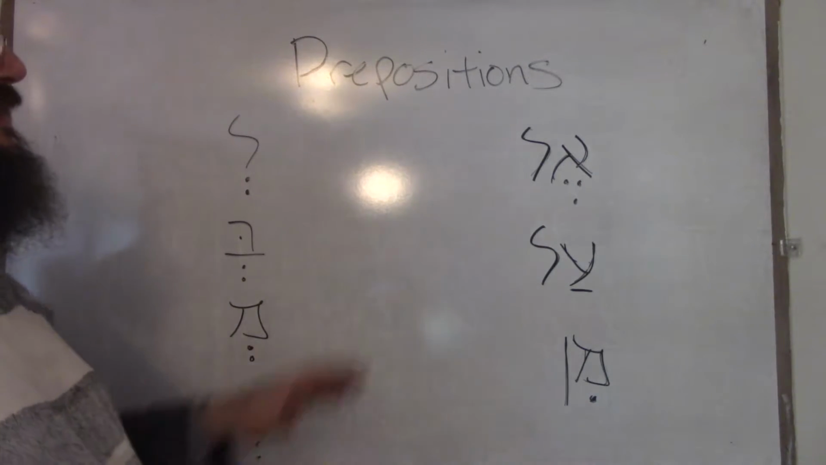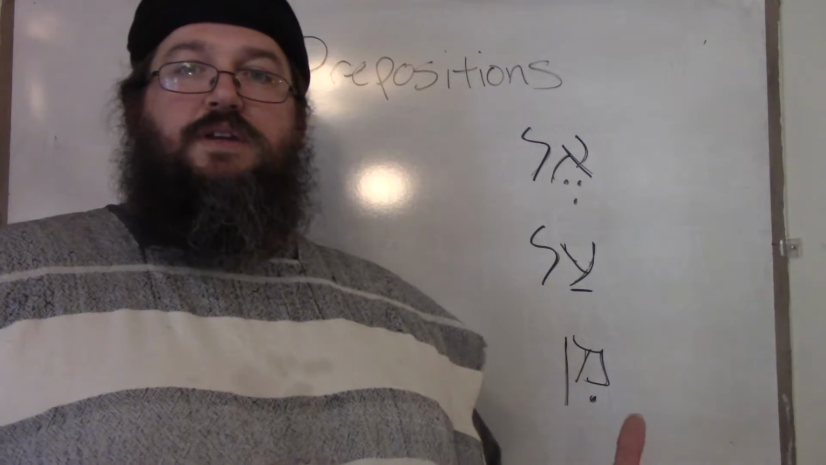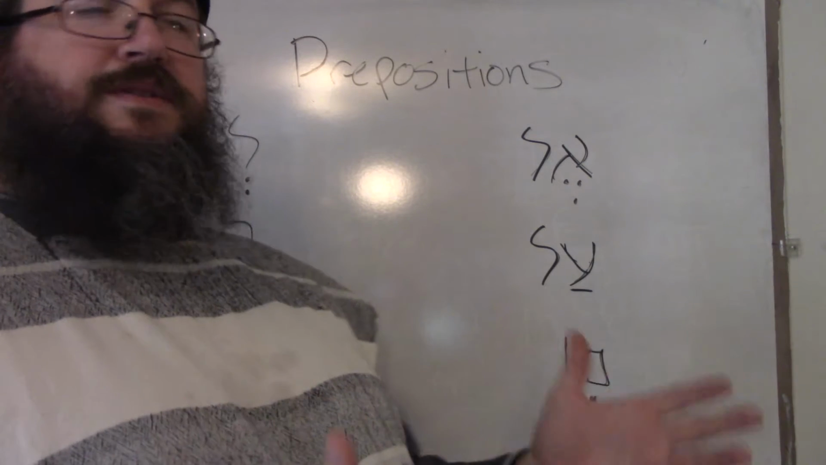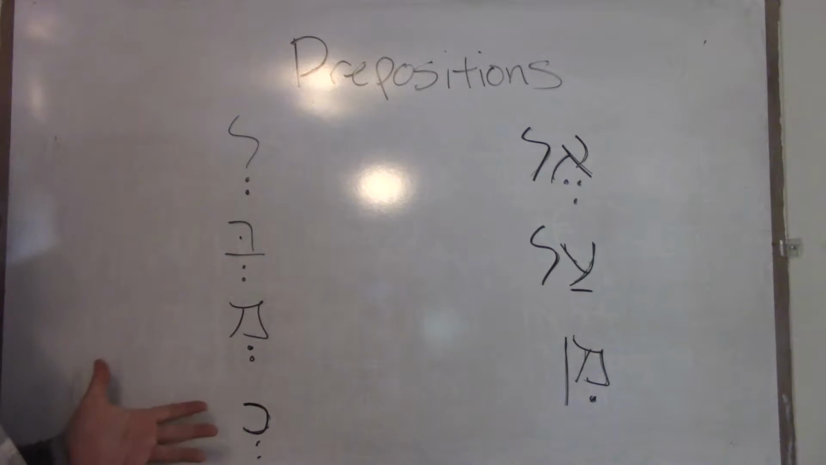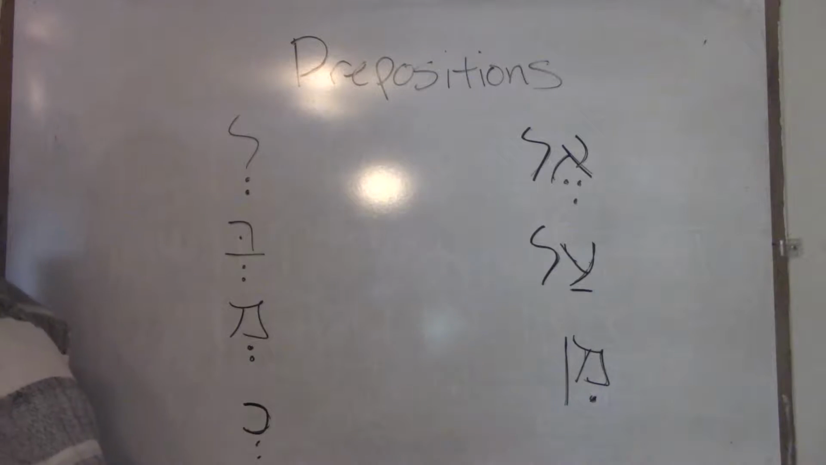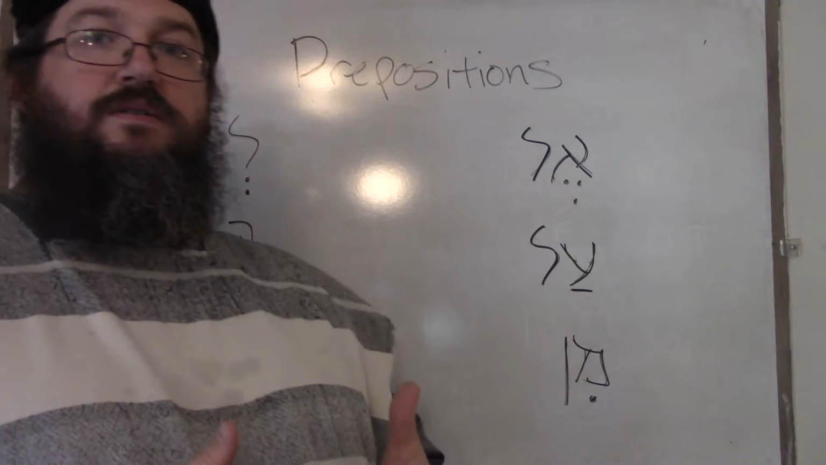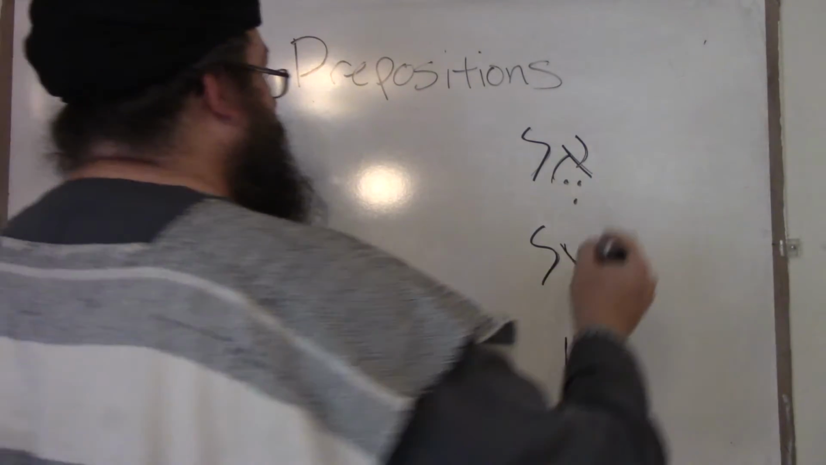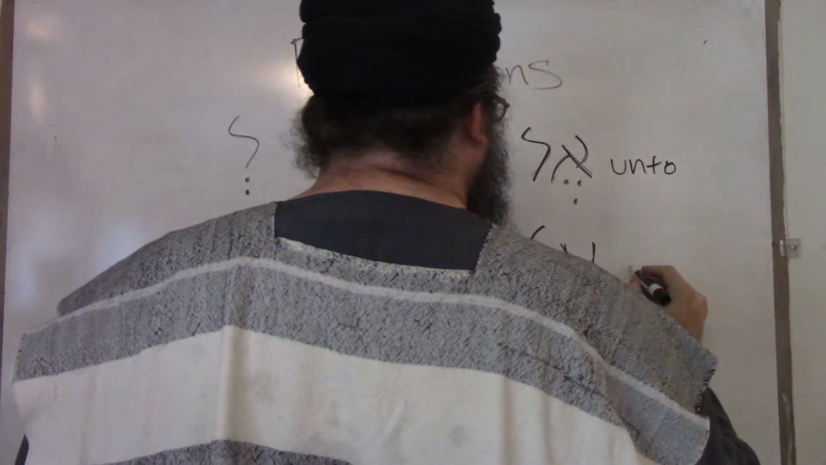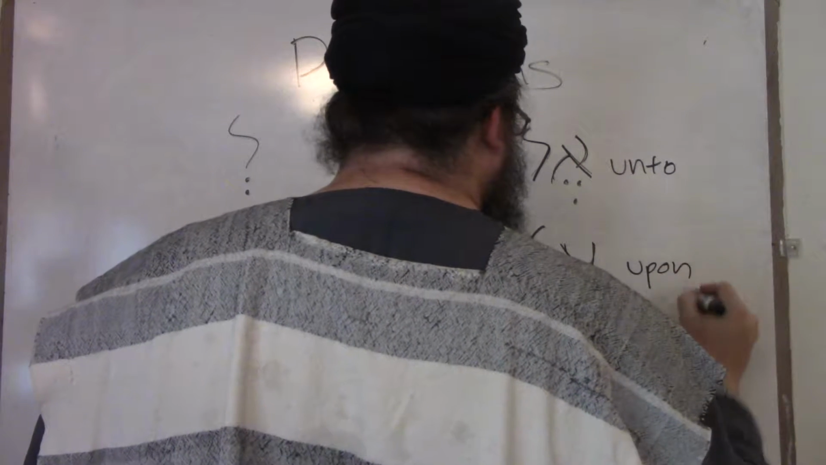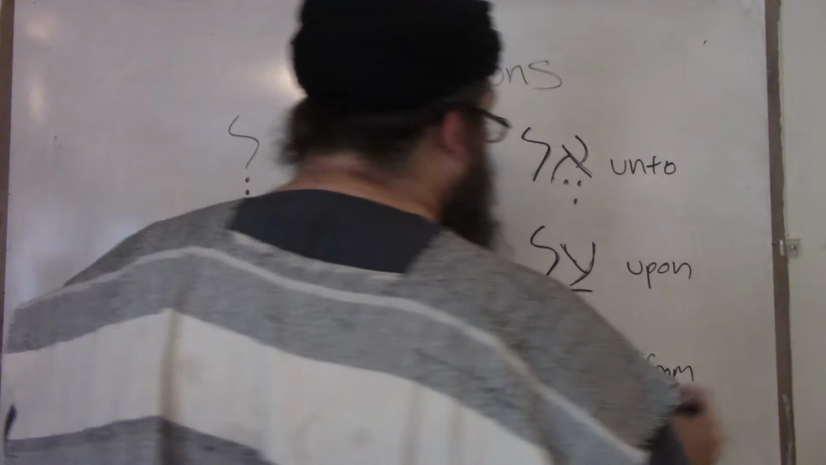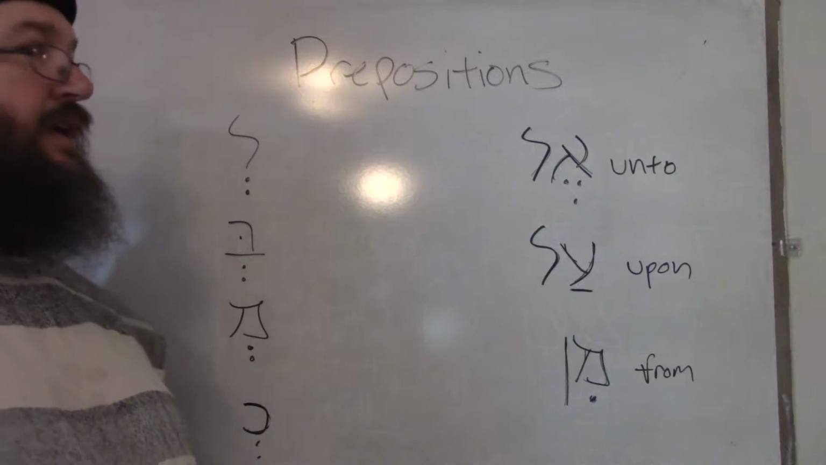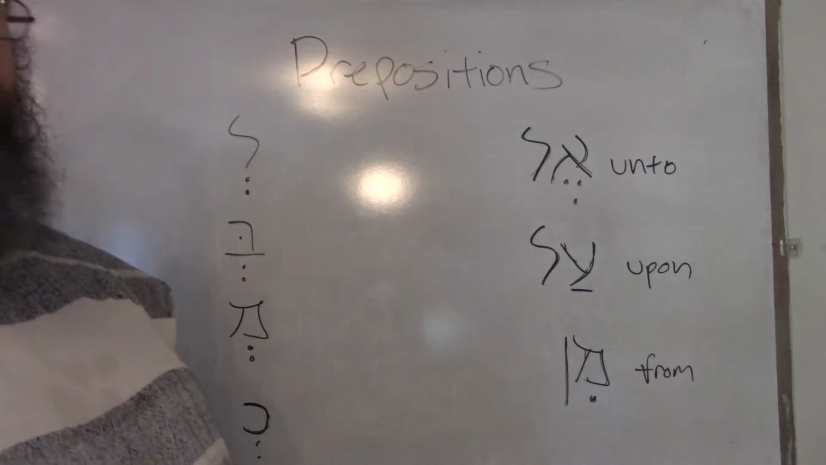The separable prepositions are exactly what they are. They stay by themselves, and they are regarded as a word by themselves. The inseparable, we have to put them next to words. We just have to attach them, just like we did with the hey article. So if we look here, we'll get some simple prepositions and their meanings. So el means to, al is upon, and min is from. And we're only giving some of the simplicities of this.